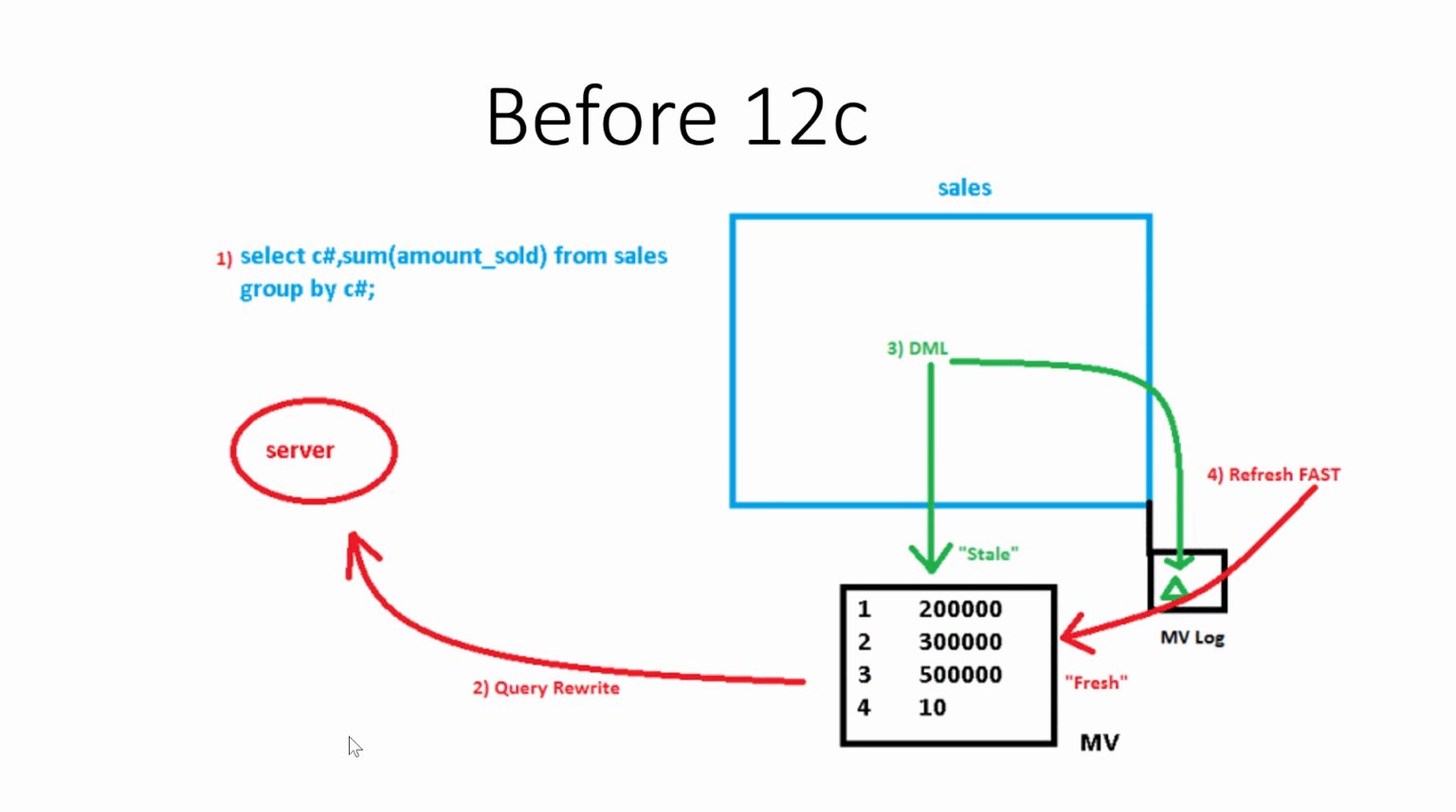So the point here is, before 12c, when the materialized view is stale and not yet refreshed, then this query here needs to hit the sales table and do a full table scan there. So better to do a refresh often so that this is not necessary and the materialized view can be used instead.